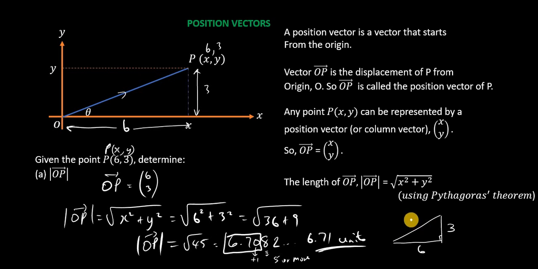And so if you want to find this length here, as mentioned before, which is vector OP, we use a formula, and we end up with the length being 6.71, to 3 significant figures.